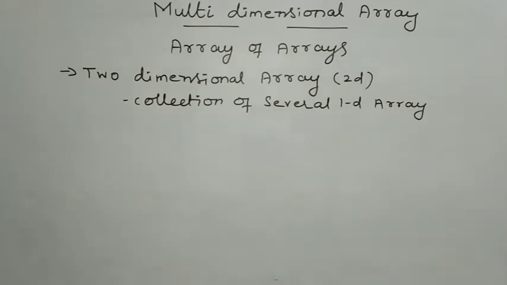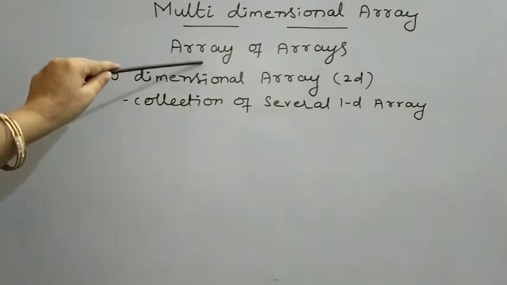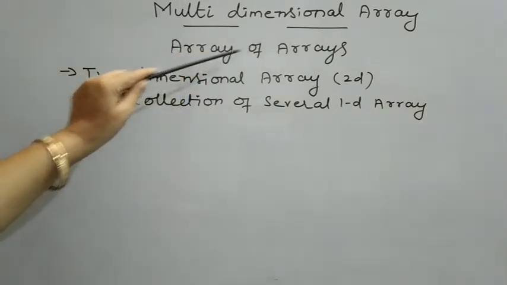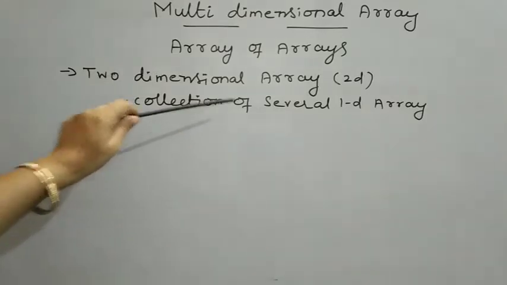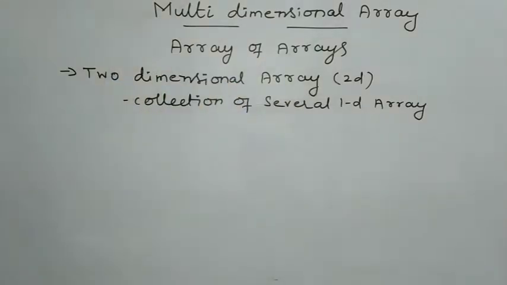So in this video, we'll discuss what a multi-dimensional array is. In C programming, we can create an array of arrays. An array of arrays is nothing but a multi-dimensional array. We'll start with the two-dimensional array, which is a collection of several single-dimensional arrays.